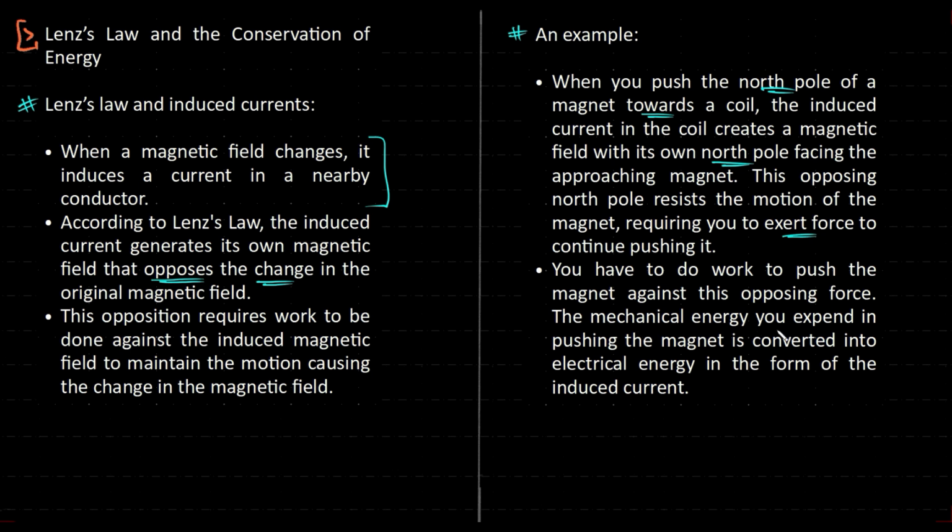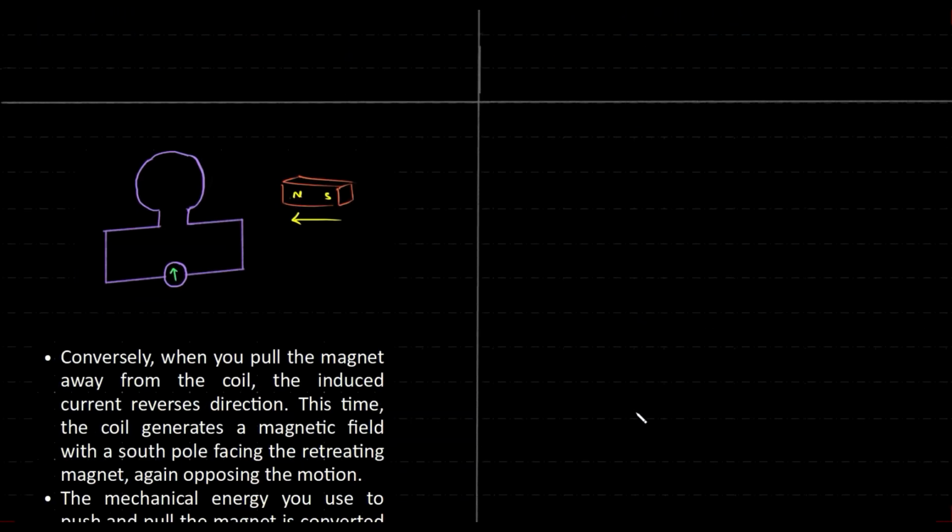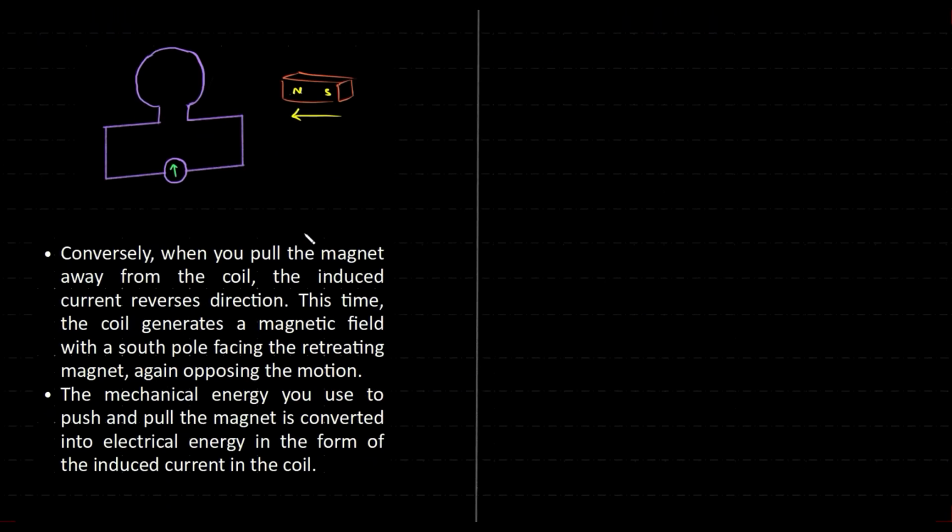You have to do work to push the magnet against the opposing force. This mechanical energy you exert in pushing the magnet is converted to electrical energy. So energy can be transferred from one form to another. That's what it's coming to. If I do the opposite, right? This is me pushing it, so this will become north. So this will oppose. Every time it's opposing, basically. In what form of opposition, that depends.